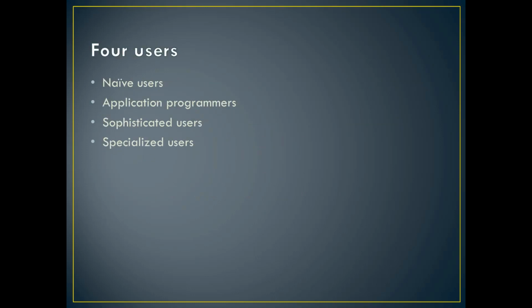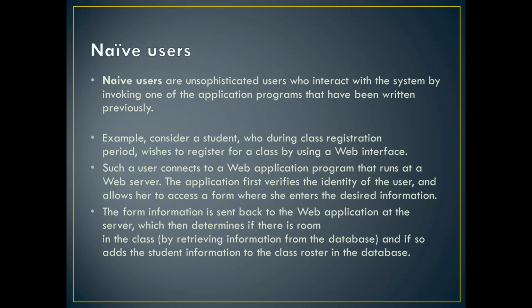There are four different database users: naive users, application programmers, sophisticated users, and specialized users. We'll see one by one what the roles of these users are. First one is the naive user. Who is called a naive user? A naive user is an unsophisticated user. That is, he does not know any of the hidden information about the database. He is only a layman user.